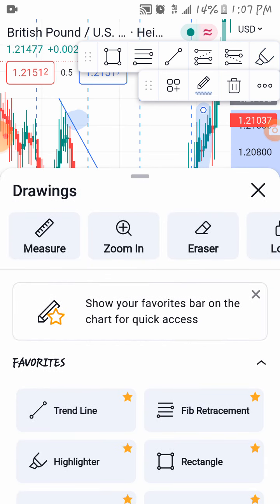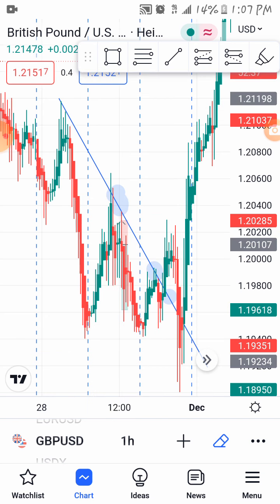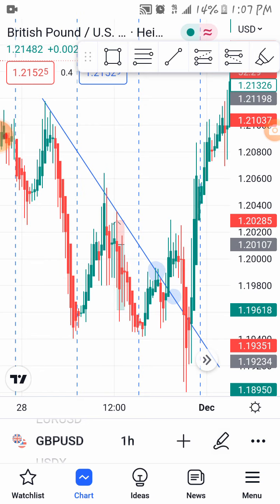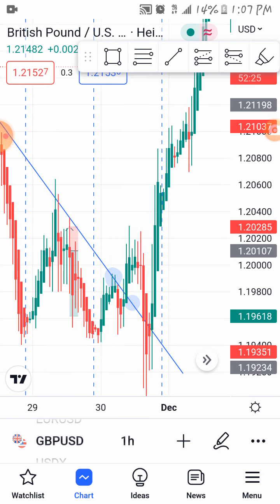happening on the higher time frame. Let me just take this all out so you can have a better view. You can see that this is a very nice strategy that you can use on all time frames, right? Now let's check the risk to reward.